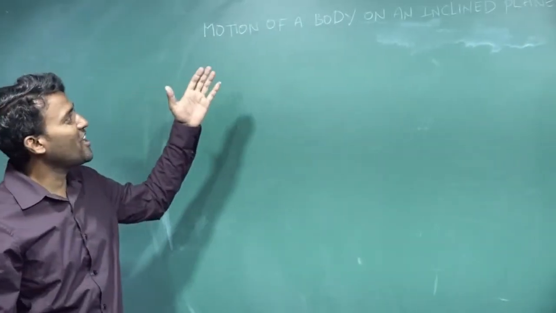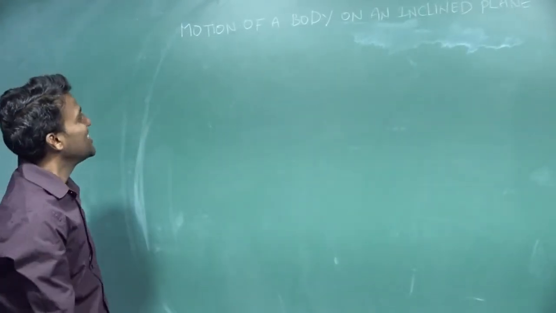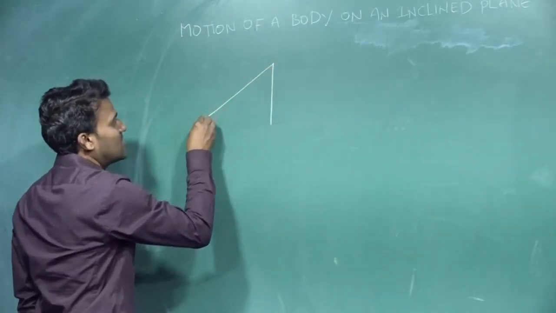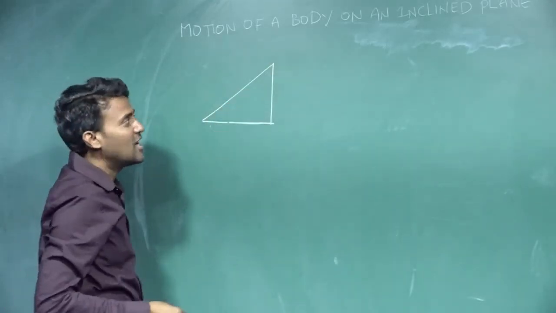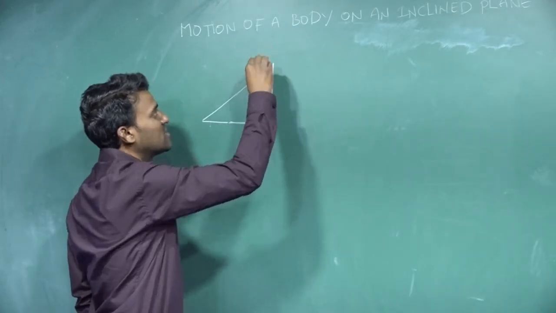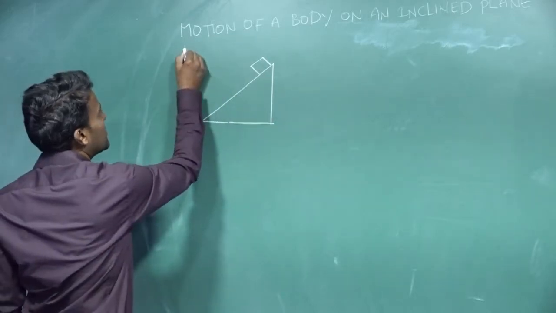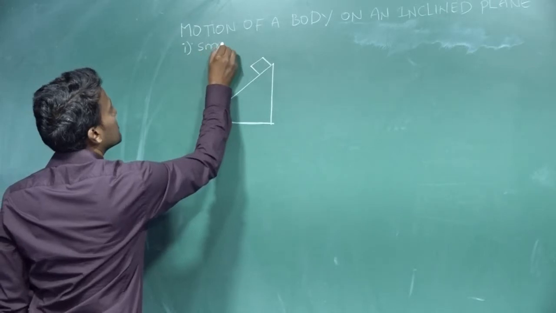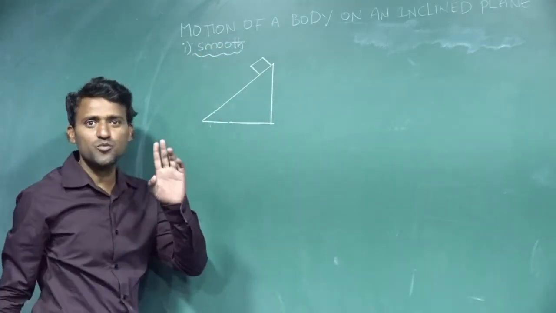Motion of a body on a smooth inclined plane. We are discussing the smooth inclined plane. This is one inclined surface. I am taking one object at the top of the wedge, without applying any force. It is a smooth surface. I am writing here, it's smooth. The first case is the smooth surface.